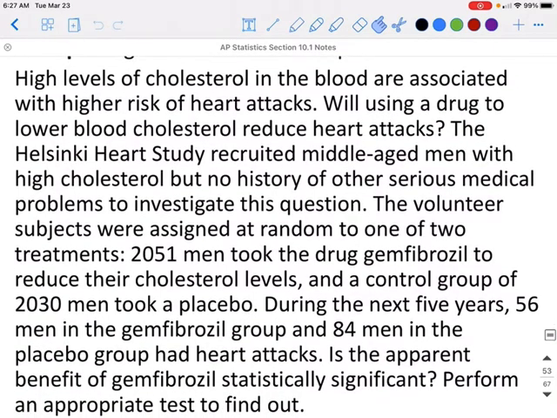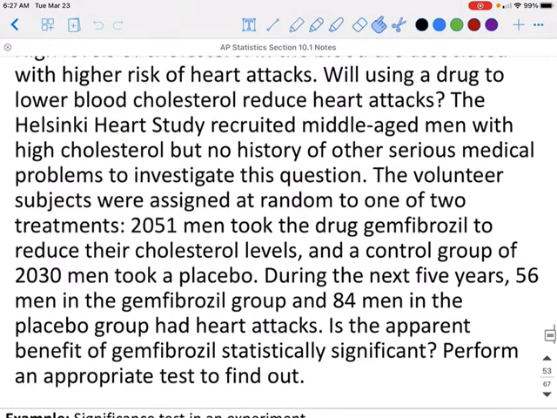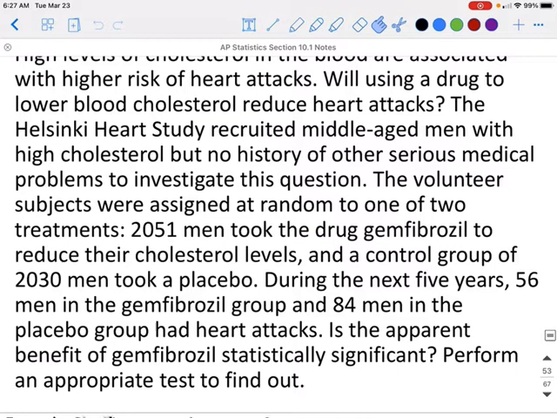High levels of cholesterol in the blood are associated with higher risk of heart attacks. Will using a drug to lower blood cholesterol reduce heart attacks? The Helsinki Heart Study recruited middle-aged men with high cholesterol but no history of any other serious medical problems to investigate this question. The volunteer subjects were assigned at random to one of two treatments.